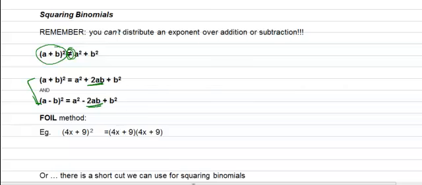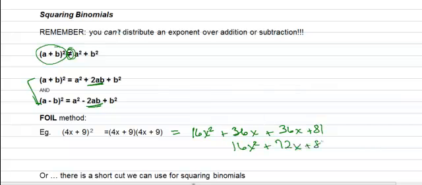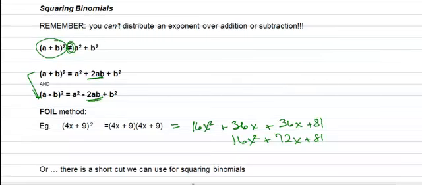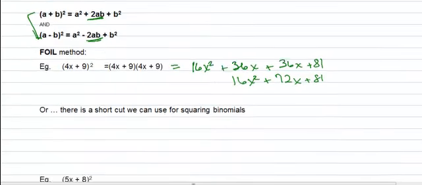Now if you use the FOIL method, which we did do one of these already, but I'm going to just do this really quick. So first is 16x squared, outer is 36x, inner is 36x, and last is 81. Combine like terms, and we're done. So that's fine, and if that's what you want to do, I have no problem with it whatsoever. I do want to show you the shortcut because it is handy.